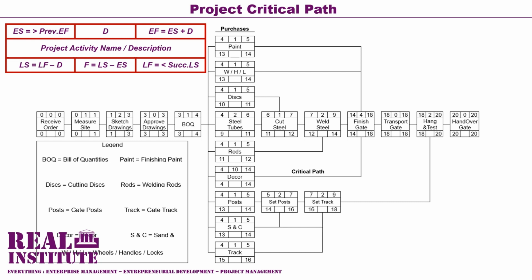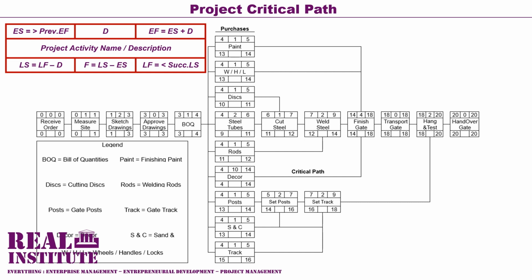And therefore the successor of activity 23 is activity 24, the handover gate activity, which has a late start value of 20. And therefore the activity hang and test gate is allocated a late finish value of 20. And then its late start value is calculated by subtracting its duration value from its late finish value. Its late finish value is 20 and its duration value is 2, and therefore the value of its late start is 18 because 20 minus 2 equals 18.